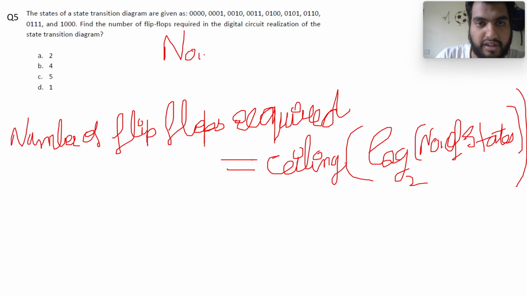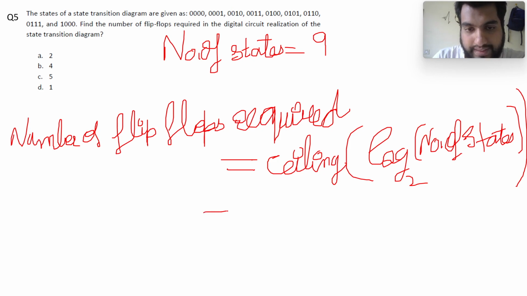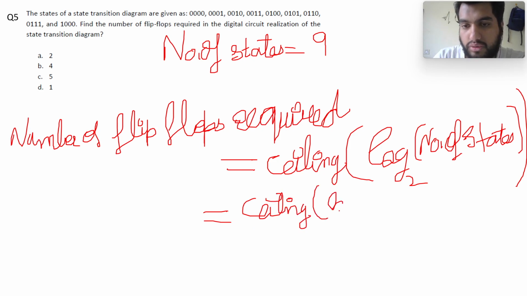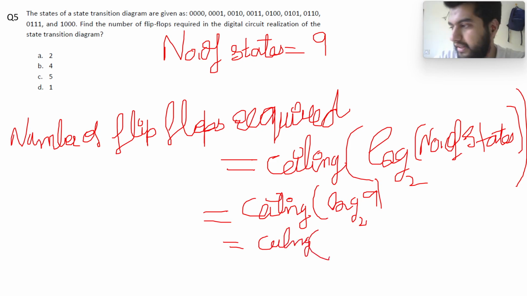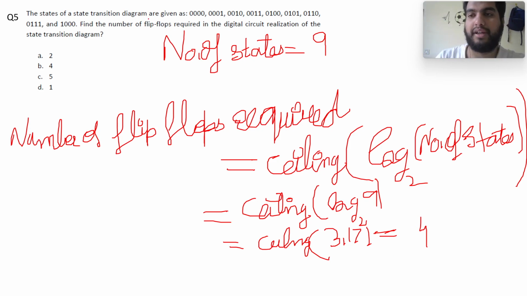Now let's count the number of states given here. These are 1, 2, 3, 4, 5, 6, 7, 8, 9. So the number of states here is 9. The number of flip-flops required will be equal to the ceiling of log 2 of 9. Log 2 of 9 is 3.17, and the ceiling of 3.17 is the first integer that comes after the number, which is 4. So 4 flip-flops are required for this implementation of the state transition diagram. So option 4 is my correct answer.